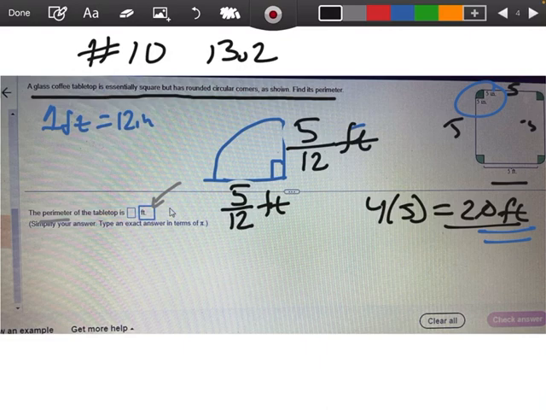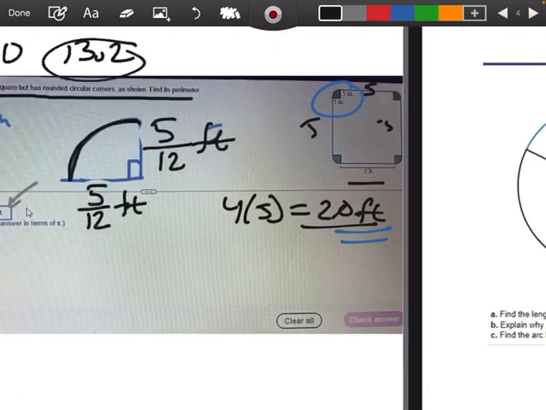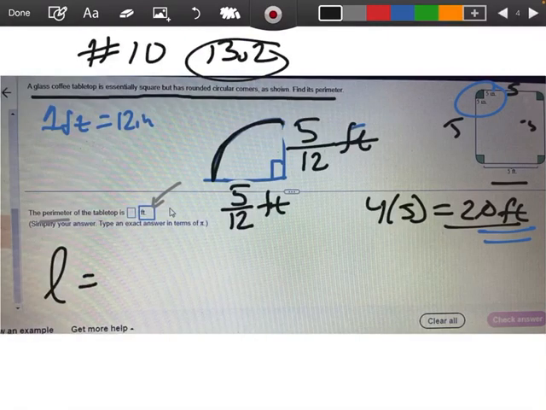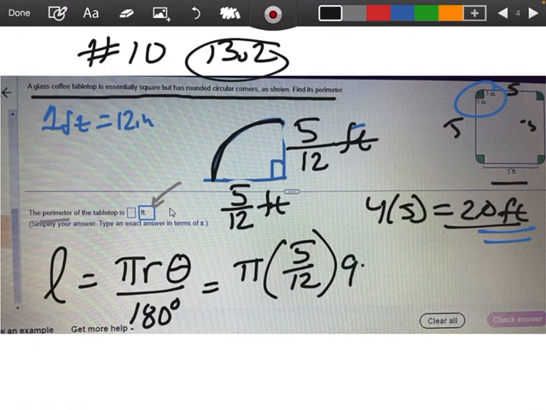What I want to do is find this arc length right here. So I went to my notes here in 13.2, and we have a formula for the arc length. The arc length L is going to be pi times r times theta over 180. So L equals pi times r times theta over 180 degrees. We have pi. My radius in this case is 5 over 12, my theta is 90 degrees, that's my angle right here, all over 180.